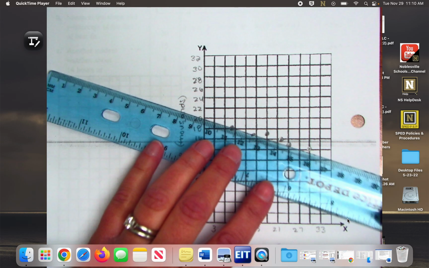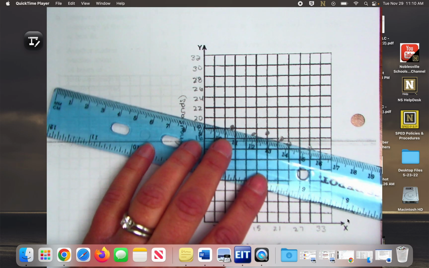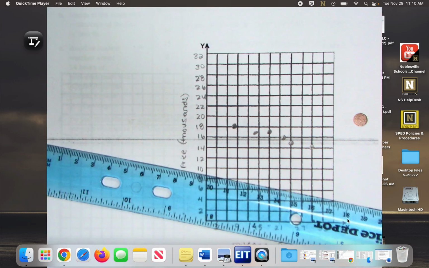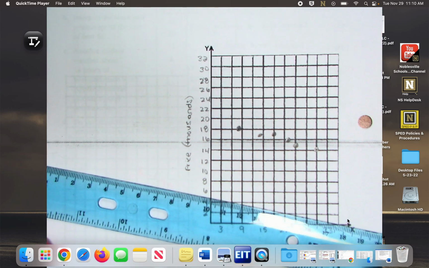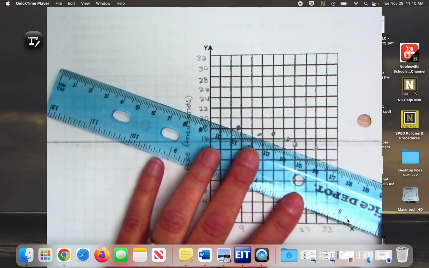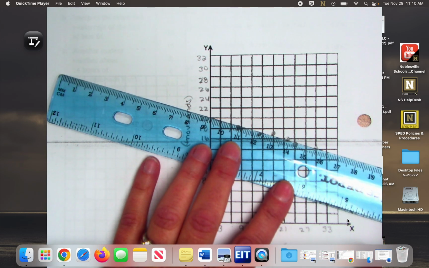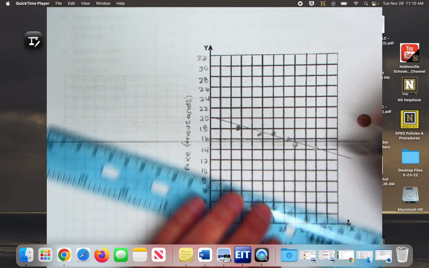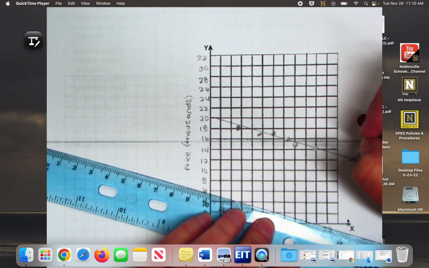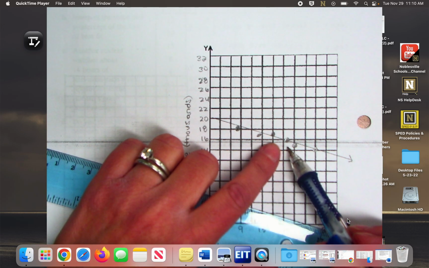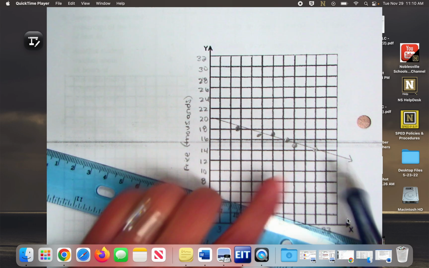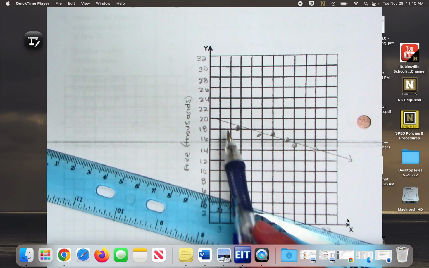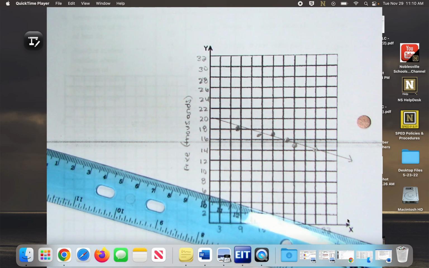So again, I'm trying to make a line that's as close to as many points as possible. I don't have an outlier here, so that makes it pretty easy. So I'm going to go ahead and come up with my trend line as close to as many points as possible. I'm going to draw that trend line. Okay, so it's above here, below here, below, right? So it's equally distributed amongst all the points.